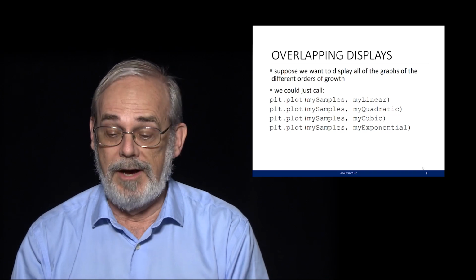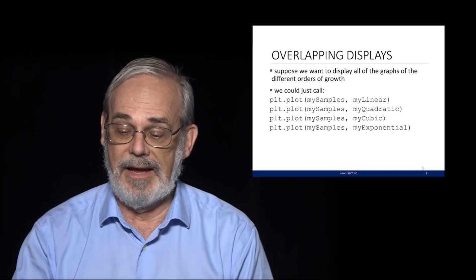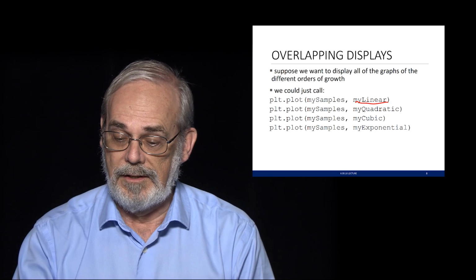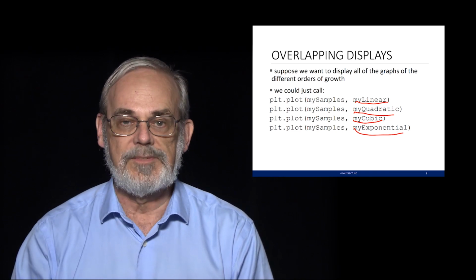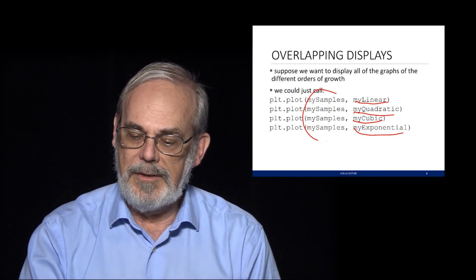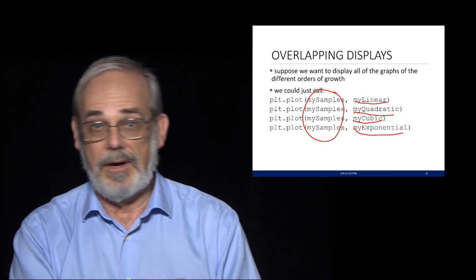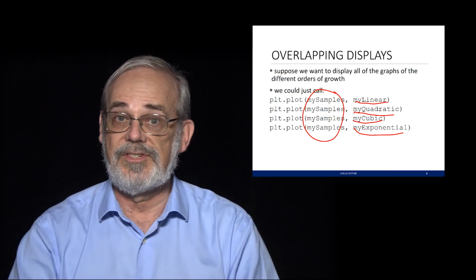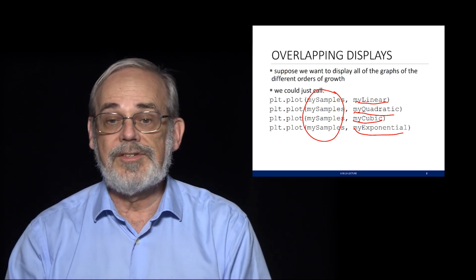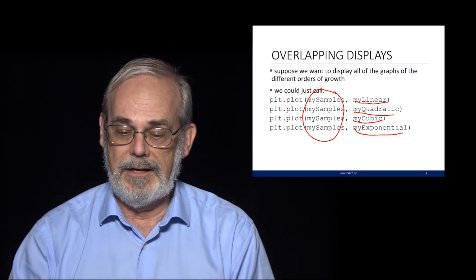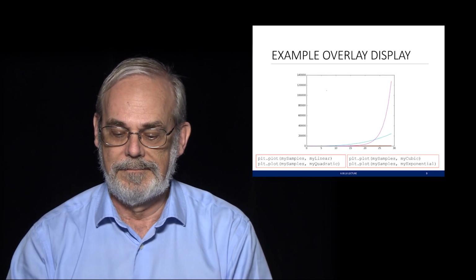I just call plot with each of those lists as the y values. The linear one, the quadratic one, the cubic one, and the exponential. And you'll note I'm keeping the same x values here because I want to have the same x coordinate. I just want to see what the different graphs look like when I call those. So if I were to execute this on my computer, I get a display like this.